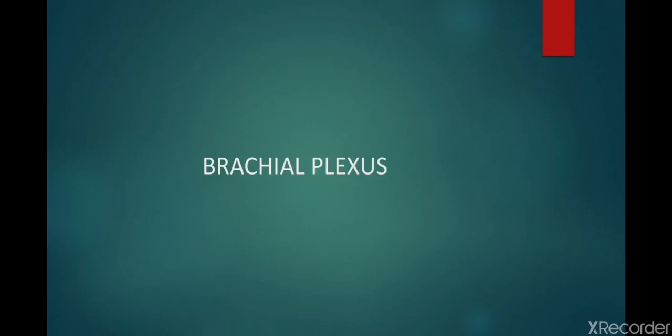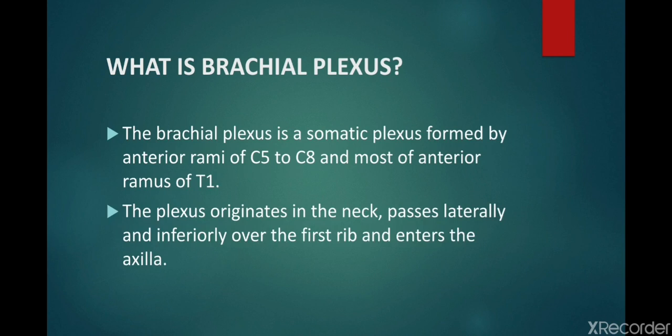Okay, so today's topic is brachial plexus. So, what is a brachial plexus? Now, as you see the definition being written down here, the brachial plexus is a somatic plexus and it is formed by the anterior rami of C5 to C8 and most of the anterior ramus of T1.